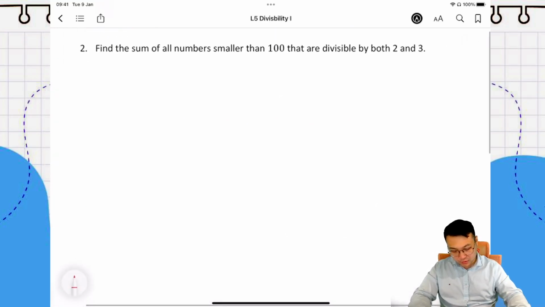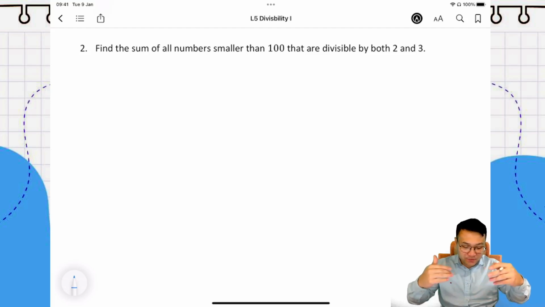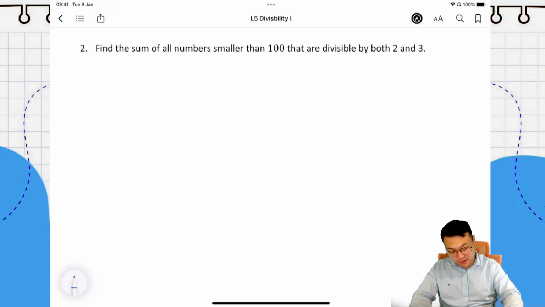Now, let's move on to question number 2. Find the sum of all numbers smaller than 100 that can be divided by 2 and 3. So, students, find the sum of all the numbers that are smaller than 100 and can be divided by 2 and 3. Now you ask yourself, what is the LCM of 2 and 3? 6, right?